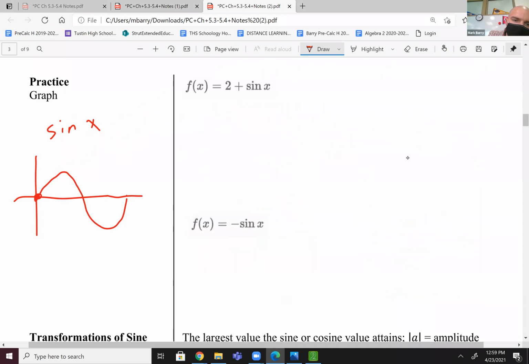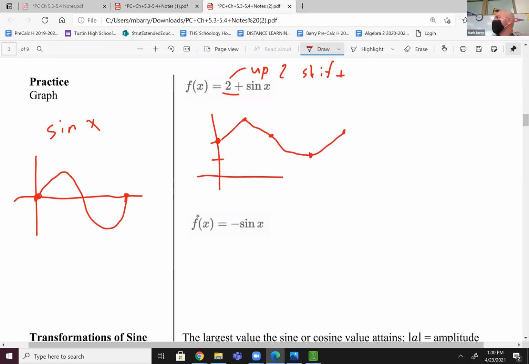We remember that sine starts at a midpoint, goes up and does a hill, goes down and does a valley, and then finishes at the midpoint where it started. So then what's it going to look like with our up 2 shift? Well, it's going to look the exact same, except instead of starting at 0, it's going to start at 2. It's going to go up to 3, back down to 2, down to 1, and then back to 2.